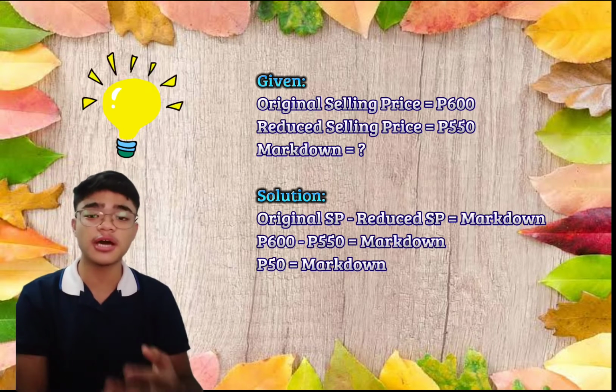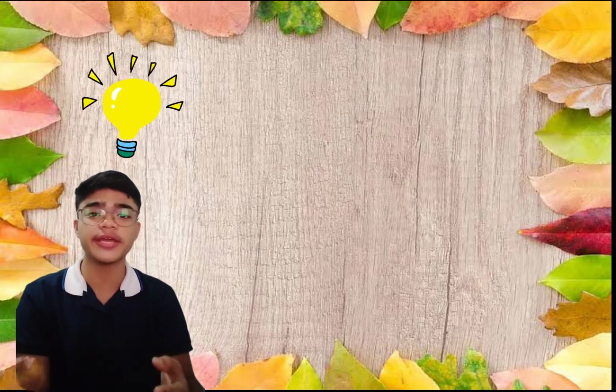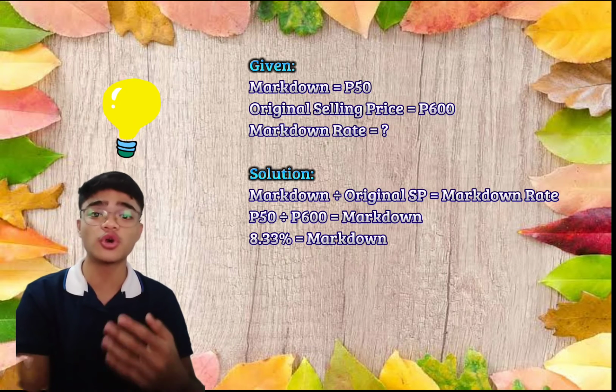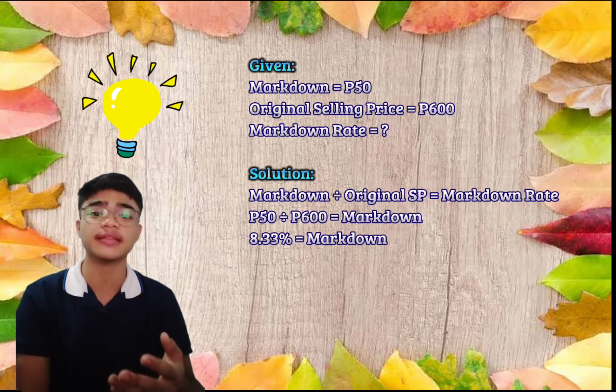Since we got the markdown, we can now compute the markdown rate. We can compute it by dividing the 50 pesos markdown by the original price, which then results in 8.33%.